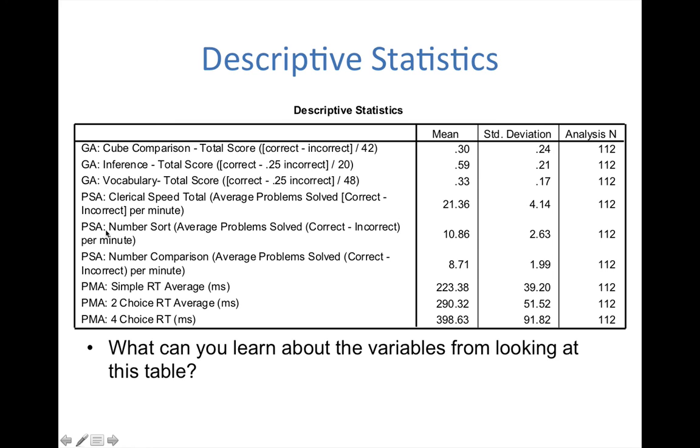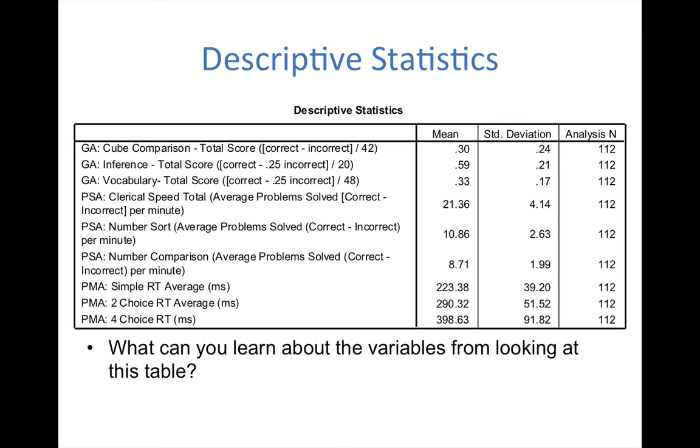We then had 3 perceptual speed tests. One was a clerical speed test: you looked at some letters and numbers, and had to find the matching one in a set, really quickly, and your score was how many you correctly did in a minute. There was the number sort: find the smallest, or in some cases the largest, number in a set, and see how quickly you can do that. Number comparison was just, are these 2 numbers the same or different? They were long strings of digits. So they were the perceptual speed tests.